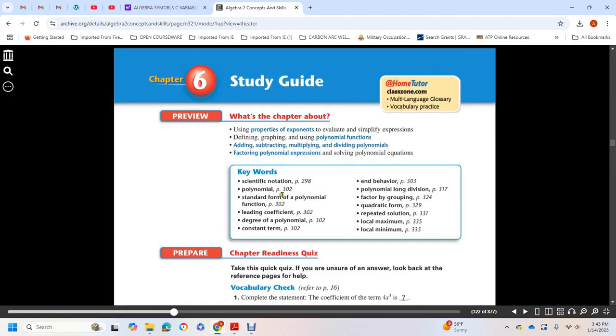Scientific notation, polynomial, standard form, polynomial function, leading coefficient, degree of polynomial, constant term, end behavior, polynomial long division, factoring, grouping, quadratic formula, quadratic form, logic, maximum, local maximum, local minimum.